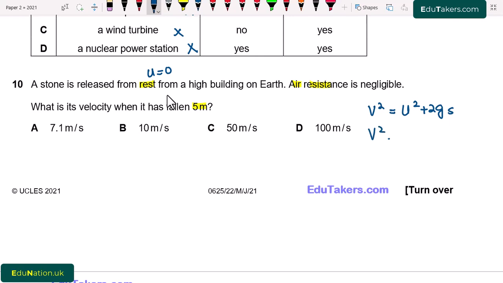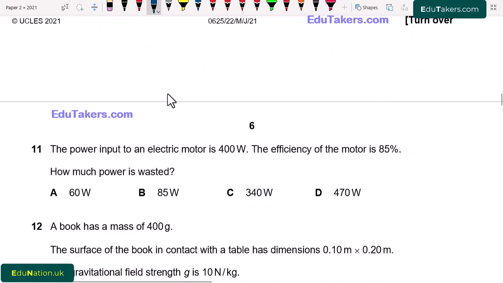So v square will be equal to, u is equal to 0, so 0 plus 2 multiplied by 10, and this distance which is 5 meters. So v square will be equal to 100 and v is 10. Unit is meter per second. So here B option is correct, which is 10 meter per second.